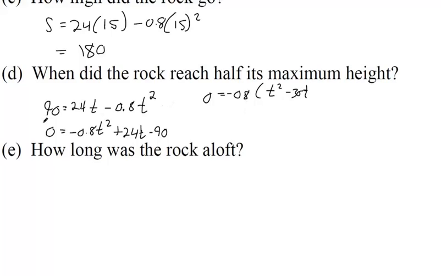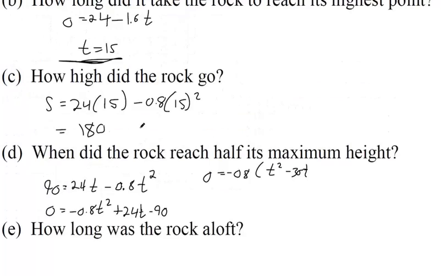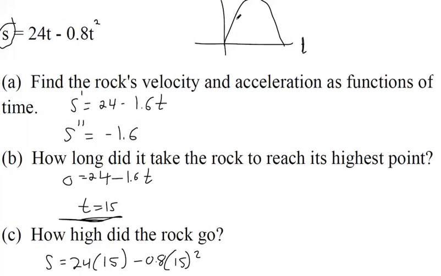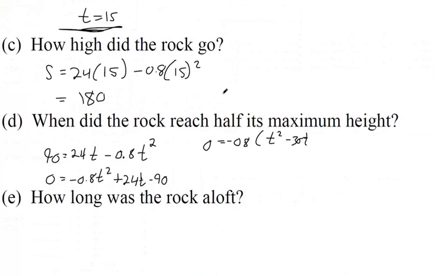When did it reach half its maximum height? That means when did we get 90 for s? What are the values for t? There should be two places, right? The quadratic formula gives you two places. There's half its height. So you should have two different times, so use the quadratic formula to find out when it reaches half its height.